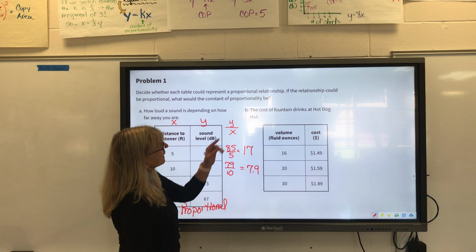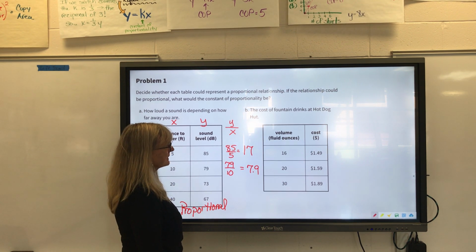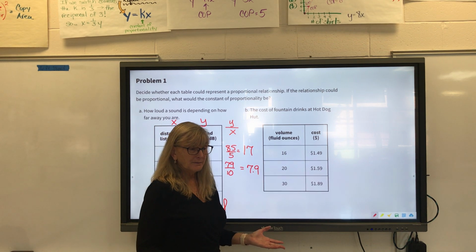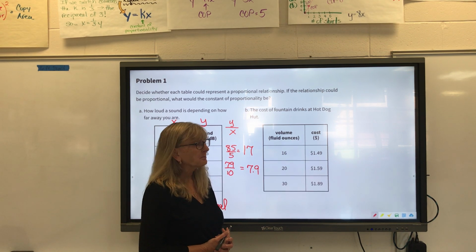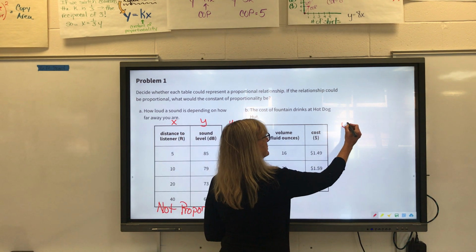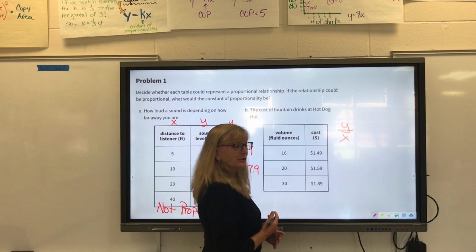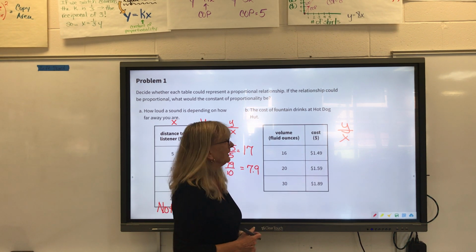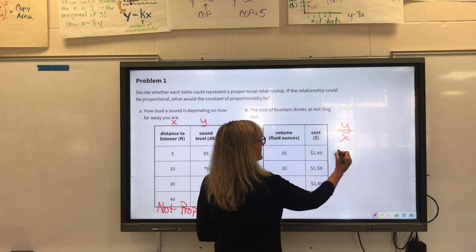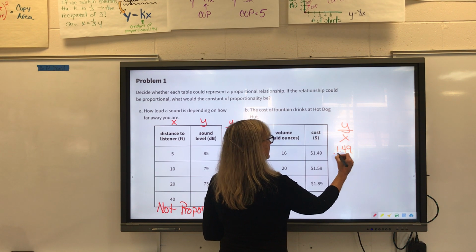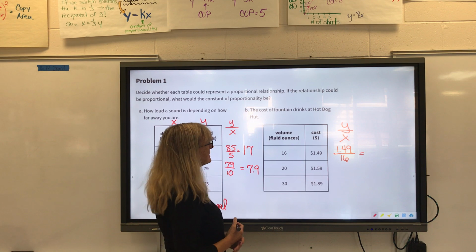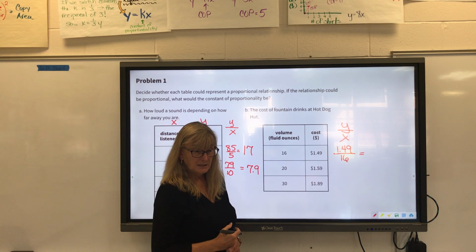All right, cost of fountain drinks at the hot dog hut. Okay, we're going to do the same thing. We're going to figure out the cost per ounce. So we're going to do y over x. We're finding that unit rate, aren't we? And the unit rate is the COP. Okay, so we're going to take $1.49 divided by 16. So how much is it per ounce at the hot dog hut?